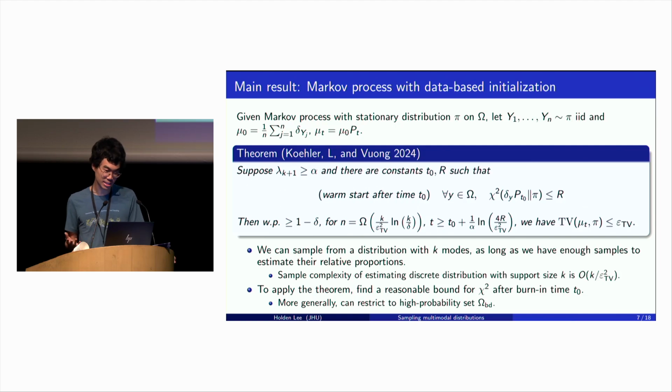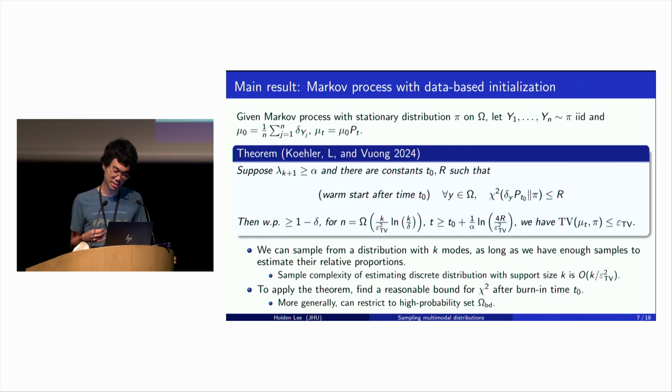Our main result is the following: given this k-th order spectral gap, and given some samples from our distribution, suppose we start with a random draw from one of these samples and then run our Markov process for time t. Under the condition that we have a warm start under time t0 for any starting point, then with high probability, for a number of samples on the order of k over epsilon squared, and for a reasonable amount of time, we can get TV distance that's epsilon close to our target distribution.